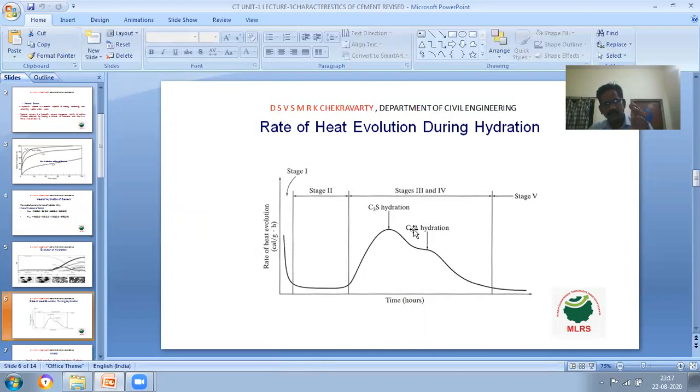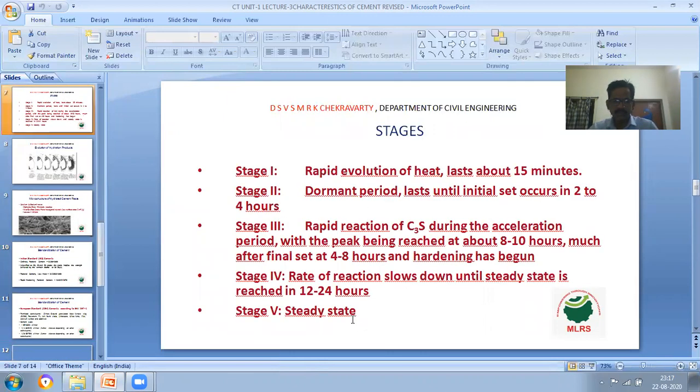In this graph, there are 5 stages: stage number 1, stage number 2, stage number 3 and 4, and stage number 5. You may be wondering what stage number 1 is. Stage number 1 is the rapid evolution of heat, lasting about 15 minutes. When you add water to the cement, from 0 to 15 minutes, that period is called stage number 1, the rapid evolution of heat lasting about 15 minutes.